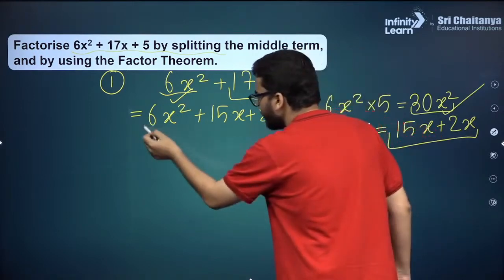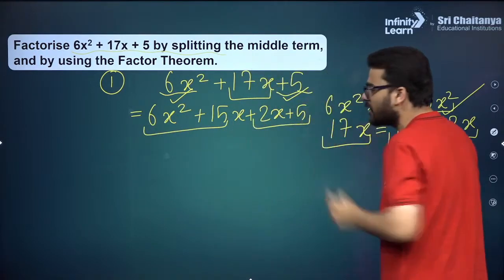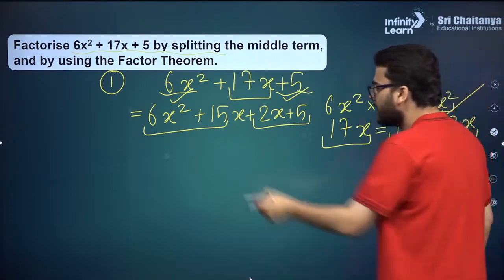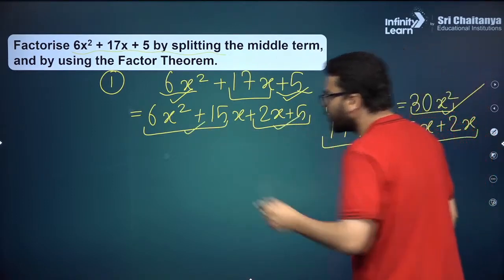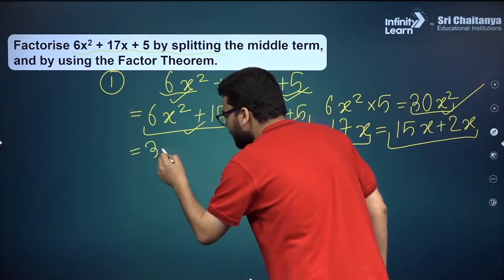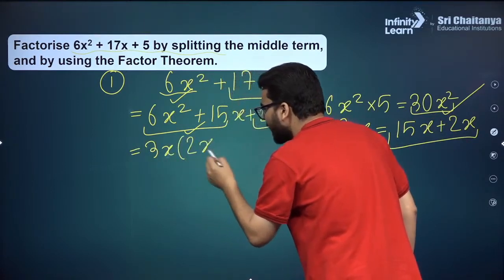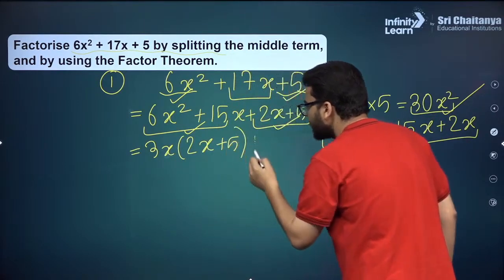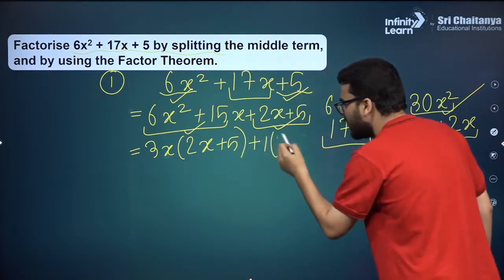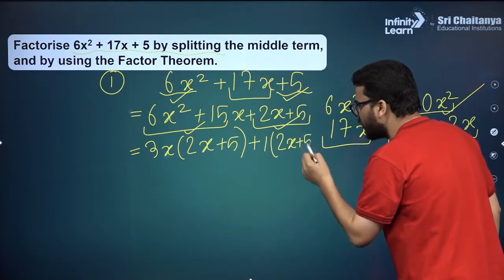This is the first group, this is the second group. Out of the first group we can take 3x as common and you will be left with 2x plus 5. Out of the second group I can take 1 as common, so I'll be left with 2x plus 5 over here.